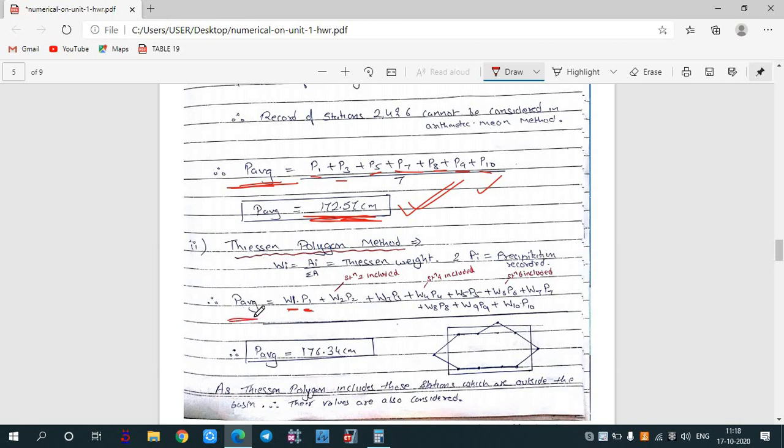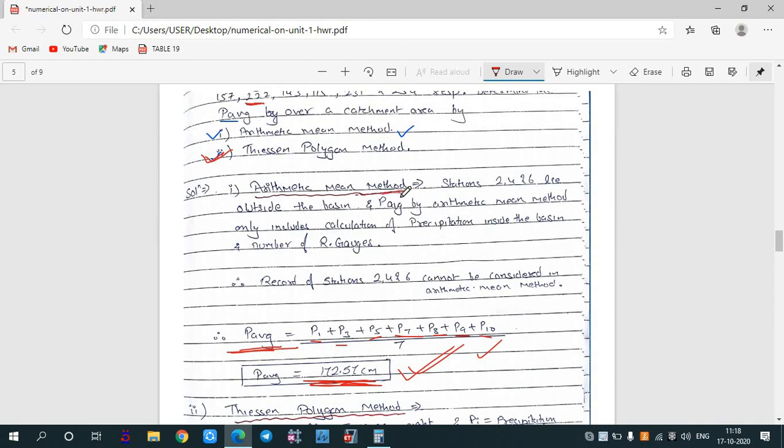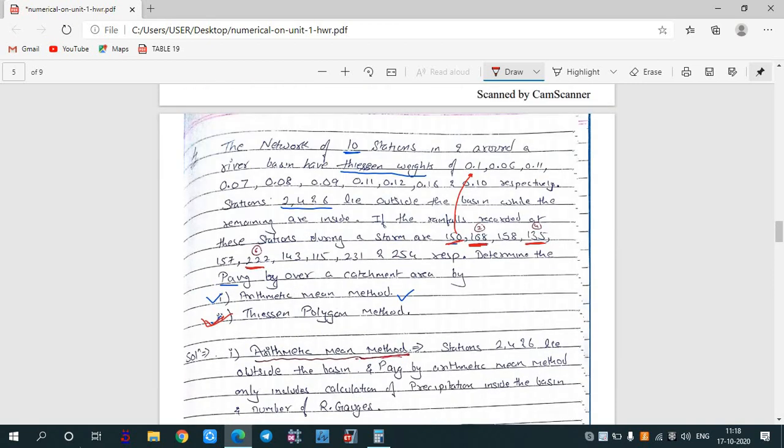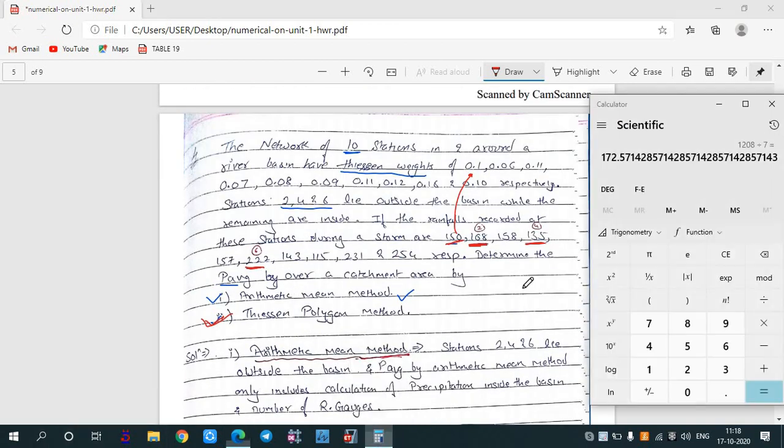So we have to use this formula: W1 into P1 plus W2 into P2 plus W3 into P3 plus W4 into P4 plus W5 into P5 and so on up to 10. This will give you the average value of 176.34. Thiessen polygons include these stations which are also outside. As I have told you, Thiessen polygon has to include all the stations outside the basin too. We'll put all these values in the calculator and see whether it comes out.